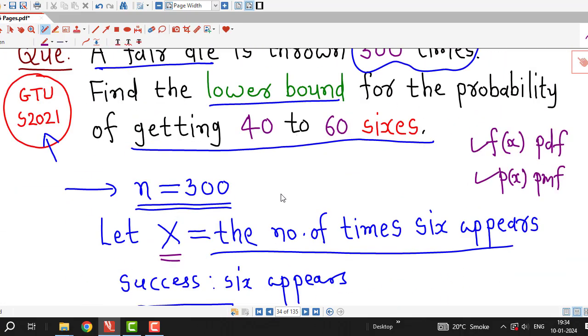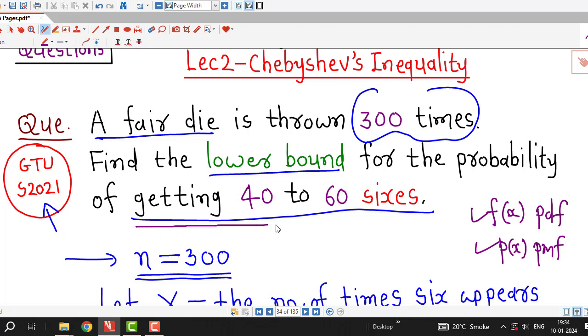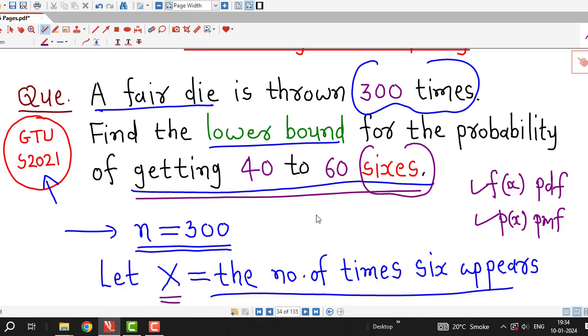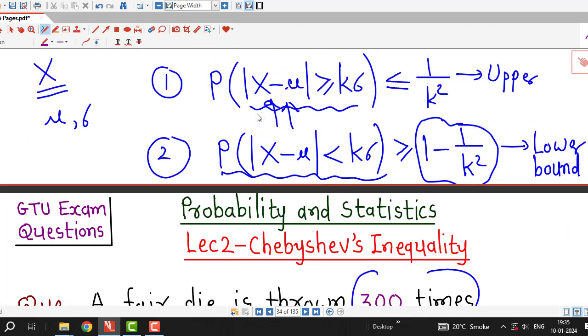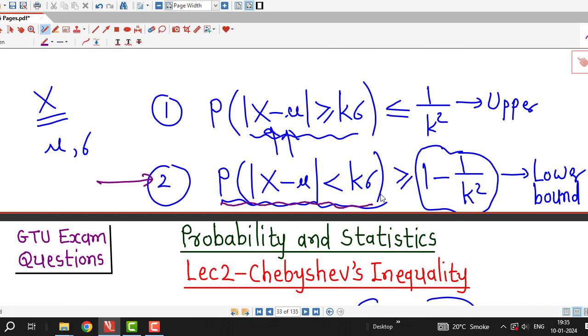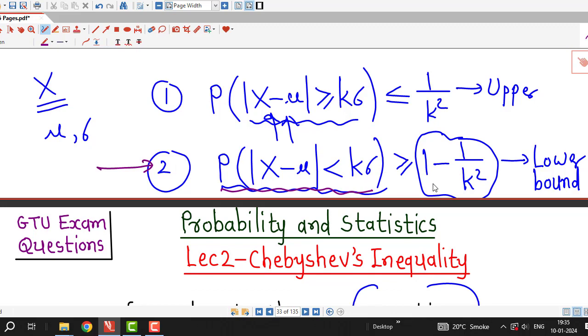Now here we have to find the lower bound for the probability of getting 40 to 60 sixes. That means we have to find the lower bound for this probability, that capital X is in between 40 and 60. We have to decide the lower bound for the probability that capital X, which is the number of times getting 6, is from 40 to 60. And here we are asked to find the lower bound. Therefore we will use this form of Chebyshev inequality, that is, probability of |x minus mu| less than k sigma is greater than or equal to 1 minus 1 by k square.